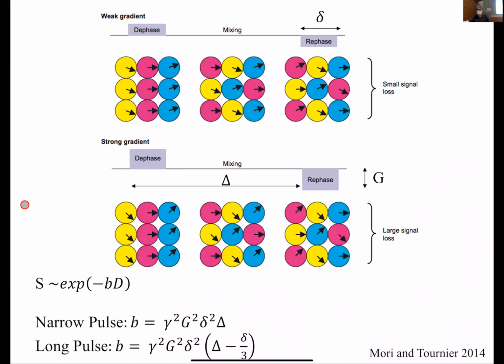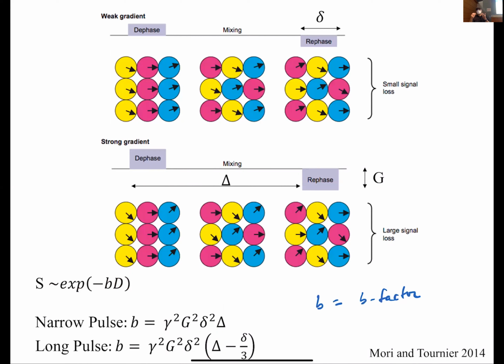So what that means is that the signal I measure is going to be proportional to the exponential of minus b times d, where d is the diffusivity. So the more diffuse something is, the quicker the signal is going to go down. B is something I control with the gradients. So the bigger I make those gradients, the bigger b is going to be. B is called the B factor.